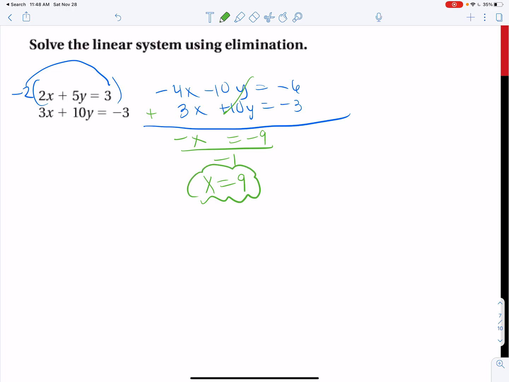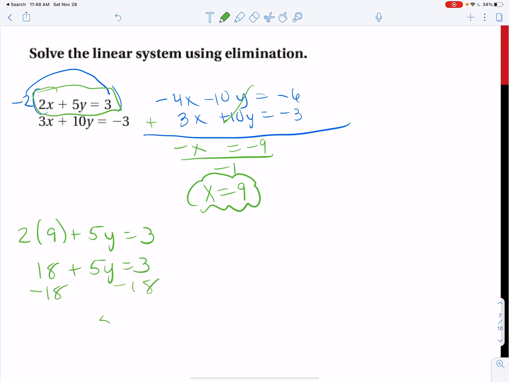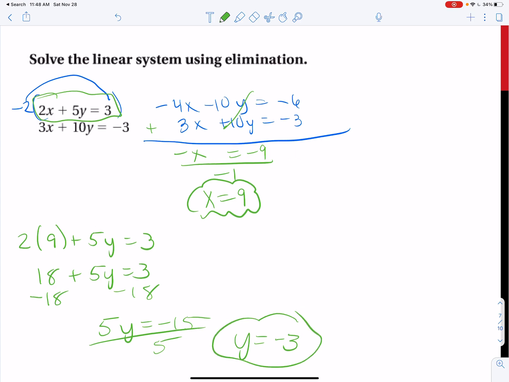All right, so now let's go ahead and find our y value. I'm going to pick the upper equation. They both look pretty easy, but the upper equation is smaller numbers, which is just what I'm preferring right now. So 2 times 9 plus 5y equals 3. So 18 plus 5y is 3 minus 18. 5y is negative 15. Divide by 5, y is a negative 3. Okay, guys, and I hope you've noticed by now, once I find my x and my y, I do group them and make a coordinate pair out of it, because your solution is a coordinate pair. So do group them together back as a coordinate pair.